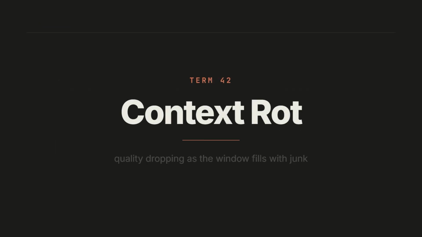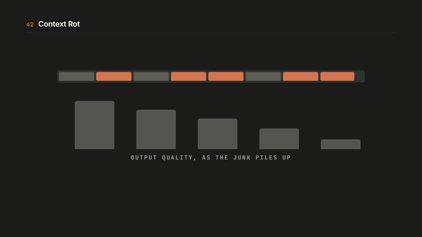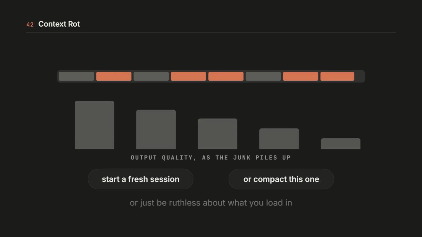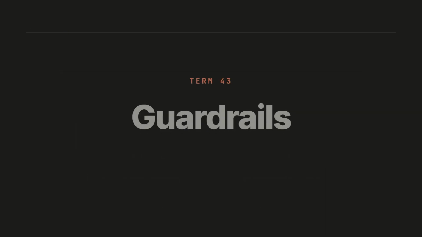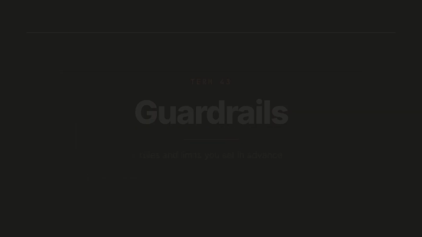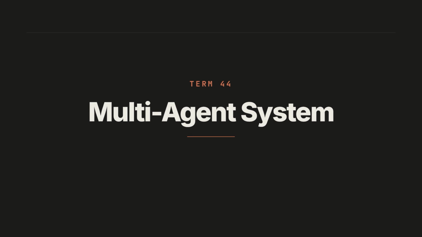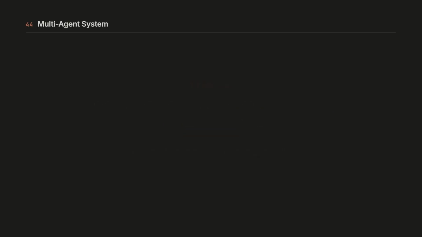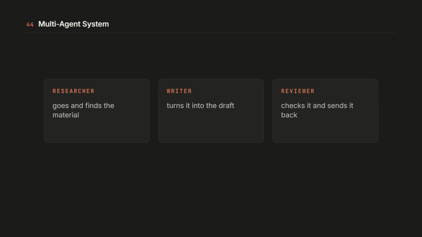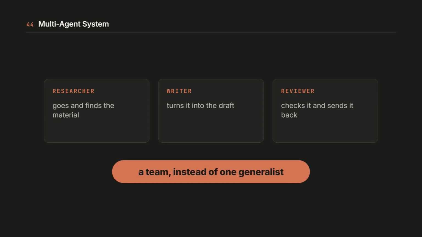Context rot. This is the quality of the output dropping as the context window fills up with junk. The fix is starting a fresh session or compacting the current one, or just being ruthless about what you load into the context to ensure that no junk is put in. Guardrails. These are rules and limits that keep the AI from doing something that you don't want it to do, what it can't touch, and what it must confirm first. Multi-agent system. These are several specialized agents working together, so one will research, one writes, one reviews. It's the same idea as a team instead of one generalist.